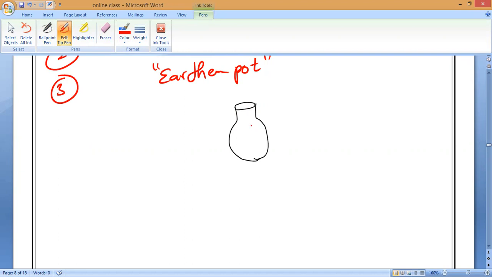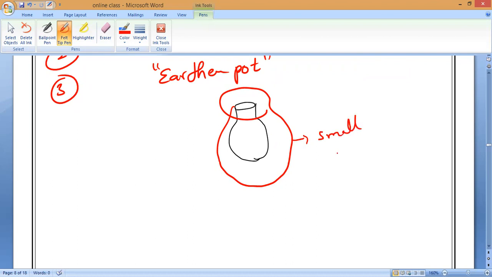Let us discuss. Actually, it is made up of what, guys? Clay. Now notice here: this clay has extremely small porous medium. What do you mean by porous medium? Like holes. Small holes will be present. Do you understand?